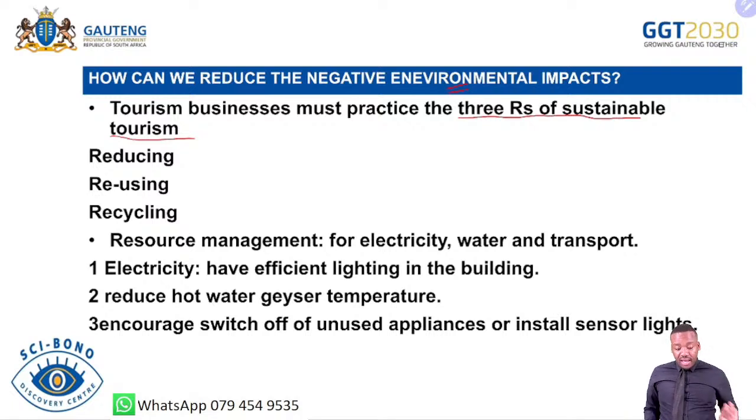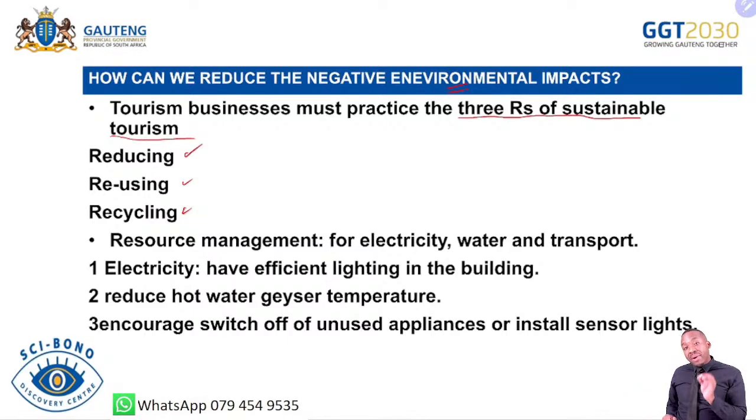The 3 R's are reduce, reuse, and recycle, right? This is part of another way for us to reduce what? Our impacts on the environment. I'm going to explain them further in terms of what you mean by reduce, reuse, and recycle.